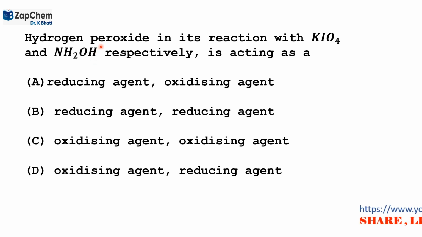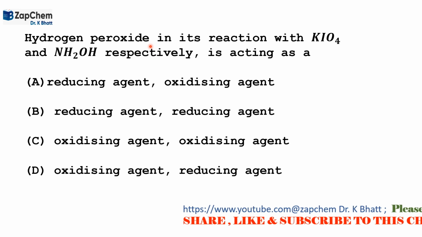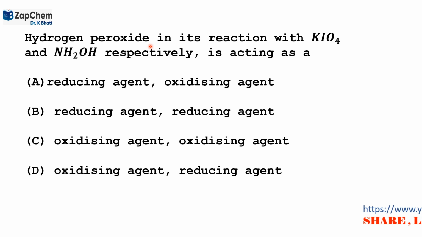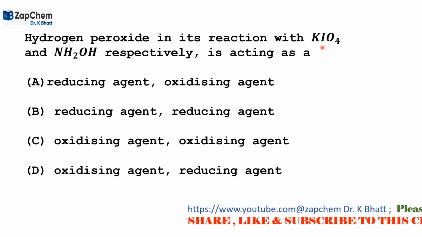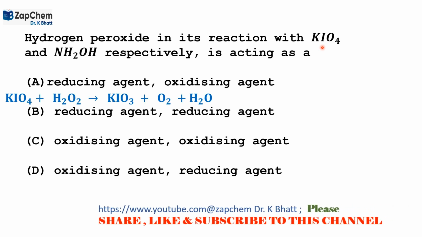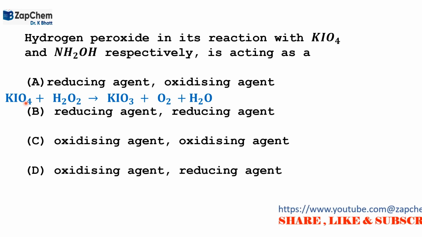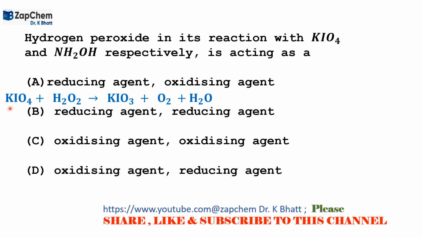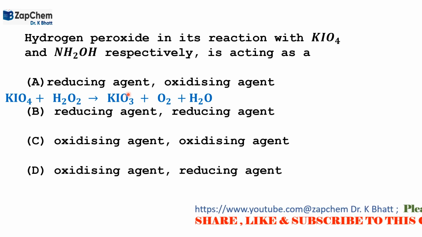And this is also known to us that hydrogen peroxide is a very good oxidizing agent, but simultaneously it acts as a reducing agent also. Therefore, we need to write the correct equation with reaction showing KIO4 and hydrogen peroxide. And we find here that potassium periodate, when it reacts with hydrogen peroxide, is changed to potassium iodate. So what has happened here? The oxidation state of iodine here has decreased, and therefore hydrogen peroxide has acted as a reducing agent.